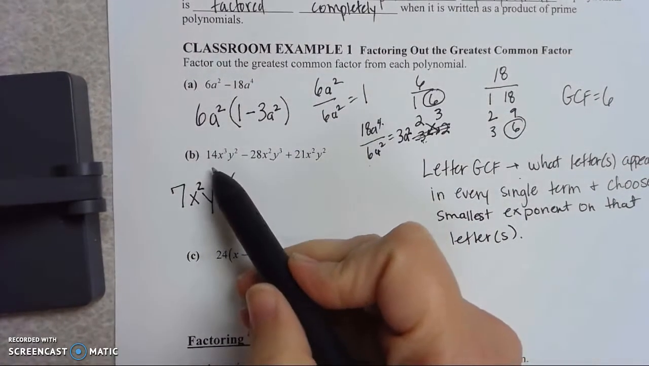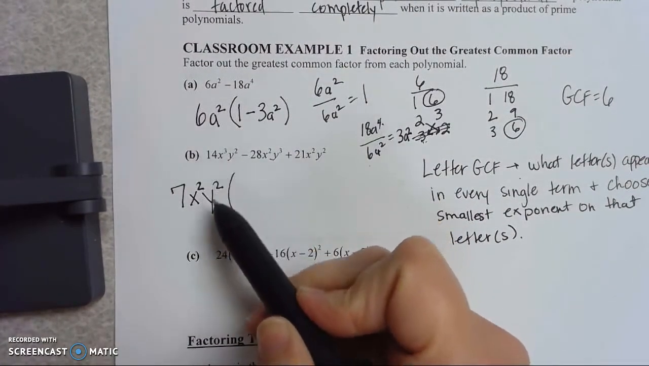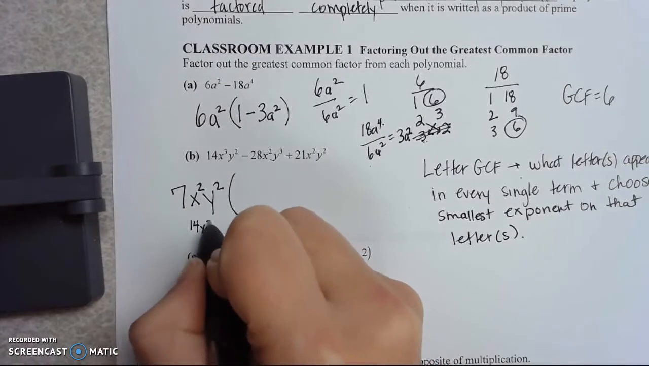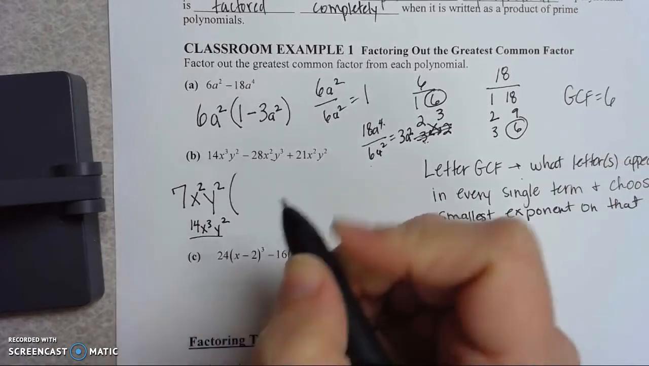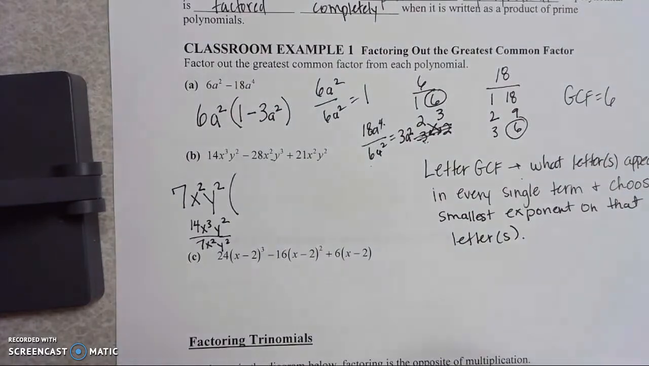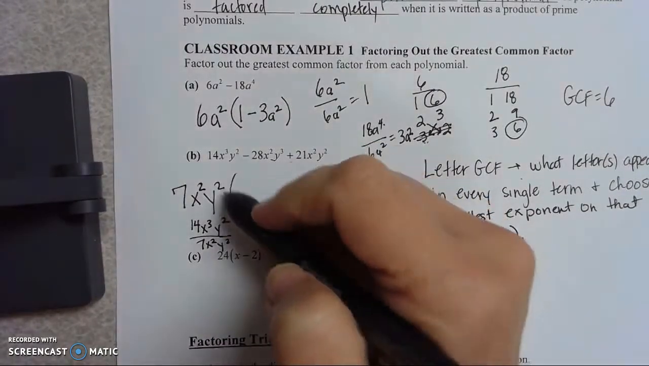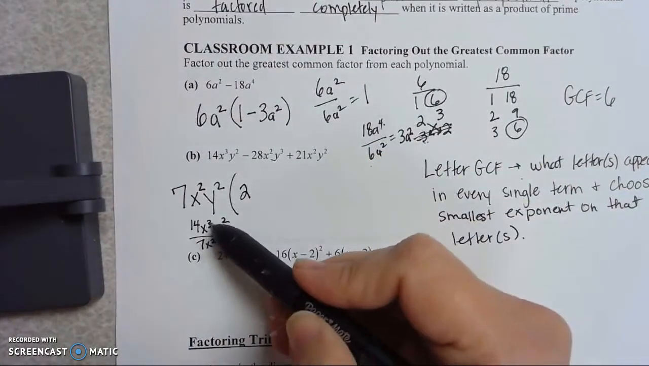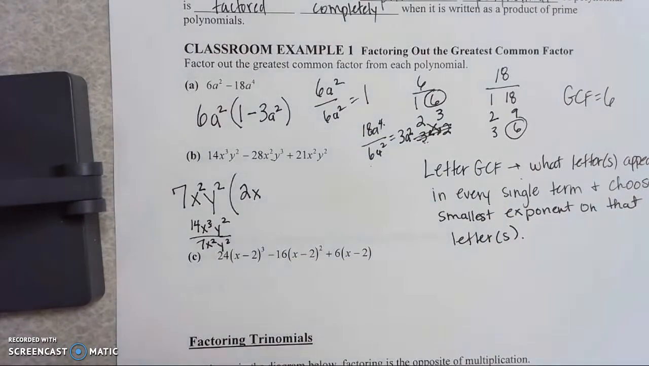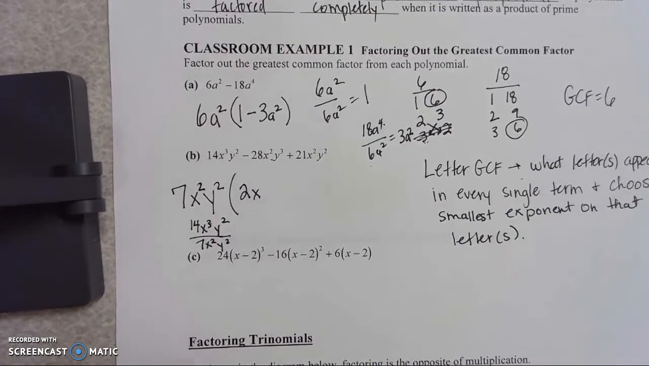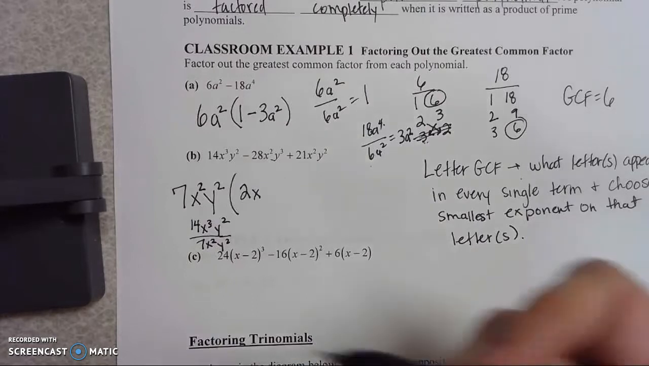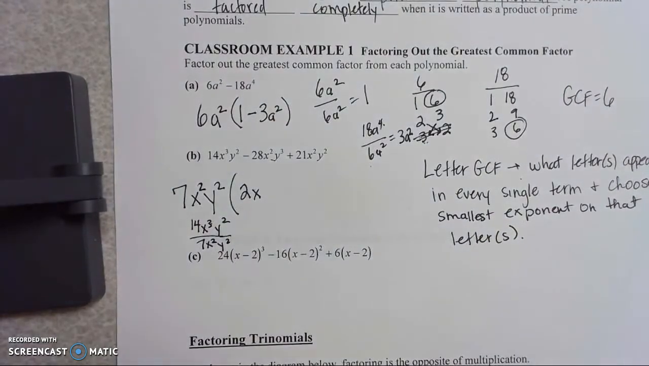Now I'm going to take 14x cubed y squared and divide it by my GCF. You might want to go off to the side somewhere and do that on the side of your paper. Just make sure you keep it. So 14 divided by 7 is 2. X cubed divided by x squared is x. Y squared divided by y squared is 1. I'm not going to write a 1 there because 2 times 1 is 2. You could say they cancel each other out if you wanted to.